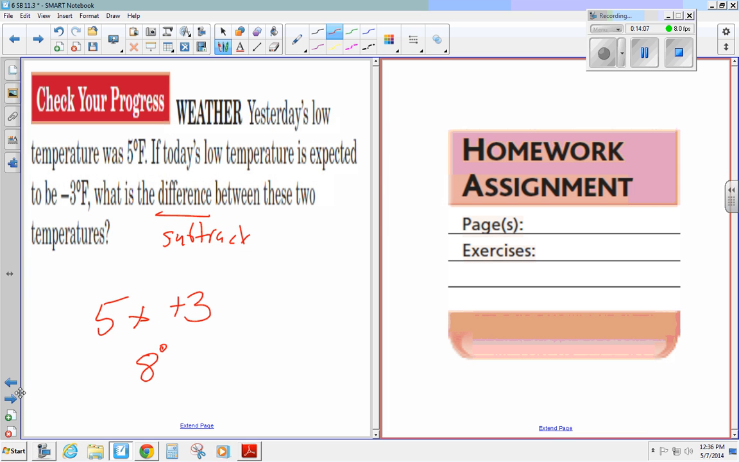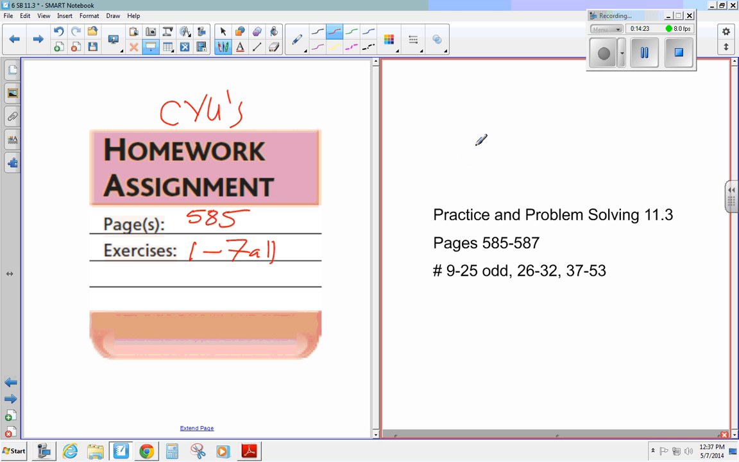All right, so for 11.3, you need to do on page 585, problems number 1 to 7, all for your CYUs. And once you do those, this is what our classwork will be.